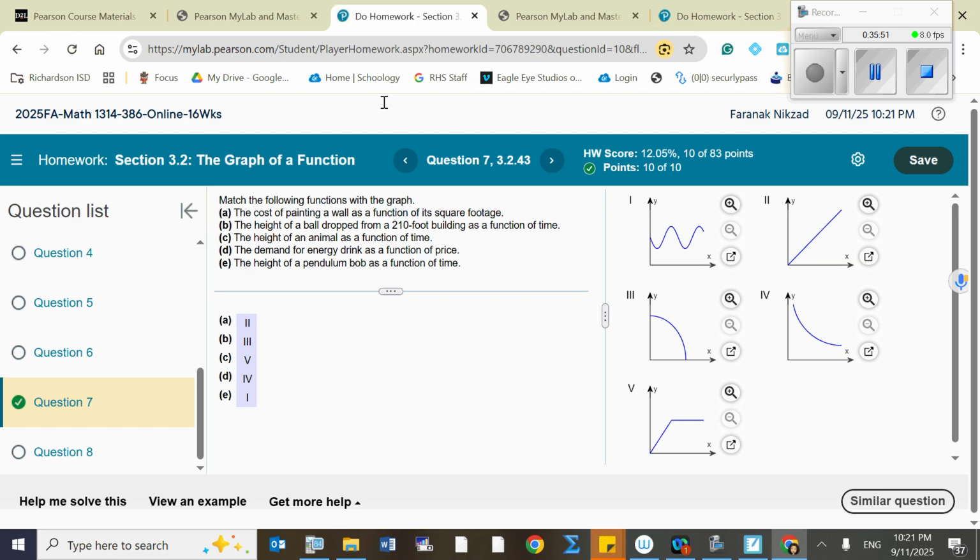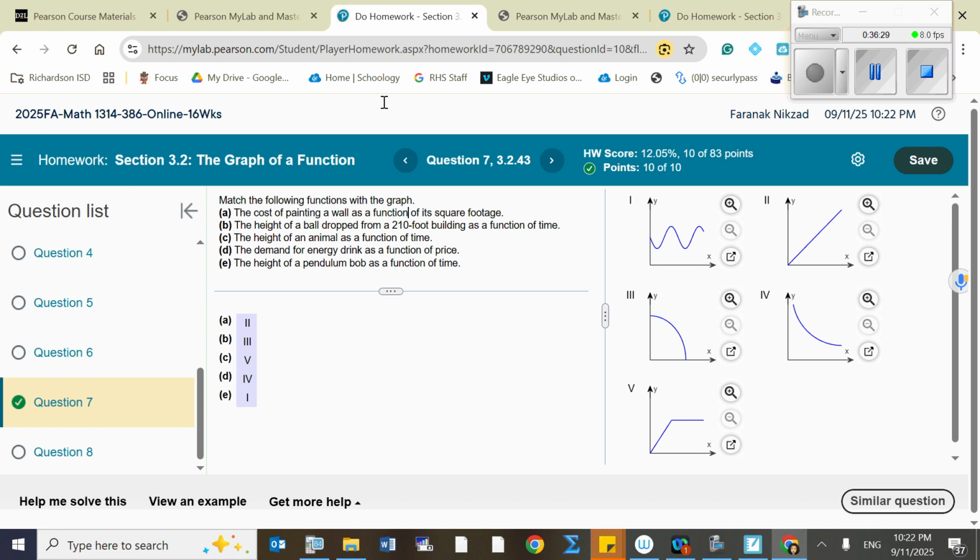Next one, the height of a ball dropped from a 210-foot building as a function of time. So for this one, I'm going to choose number 3, because first of all, the initial height is 210. That's where the ball is going to be dropped. The y-axis represents the height, and the x-axis represents the time. So we know that when you drop a ball, it always has a projectile motion. So this is going to be the graph of the ball dropping from the 210-foot building.